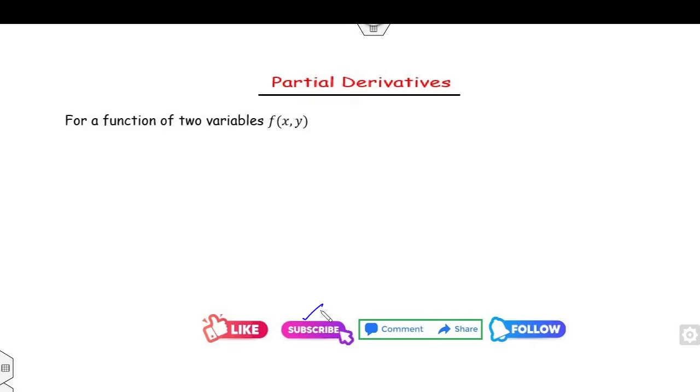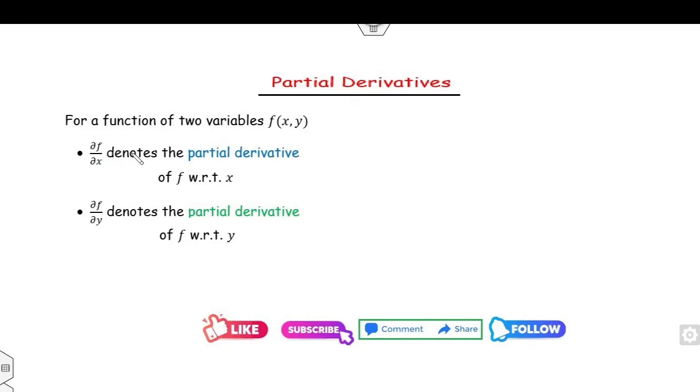Now, in this lecture, we will see how you can define the partial derivative. Firstly, I can simply use the notation: del f upon del x is defined as the partial derivative of f with respect to x, keeping y as my constant. Similarly, if you define del f upon del y, then in this case we call it keeping x as my constant.